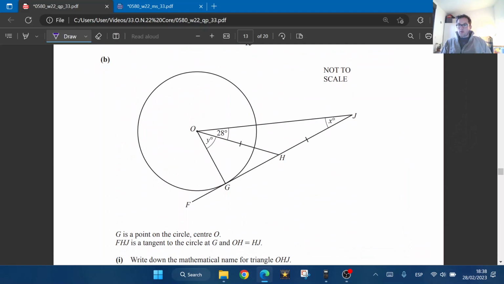Right, we're continuing here with question 6b. And let's read the information they give us very carefully. G is a point on the circle center O. So they're referring to this point here. And they tell us that's the middle of the circle. When they tell us stuff, it's for a reason. So what I think they're trying to imply here is this is a radius. This is the radius of the circle.